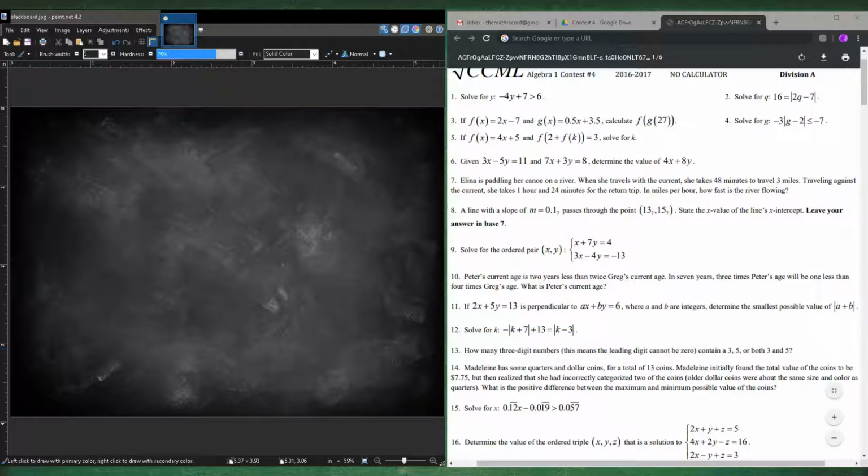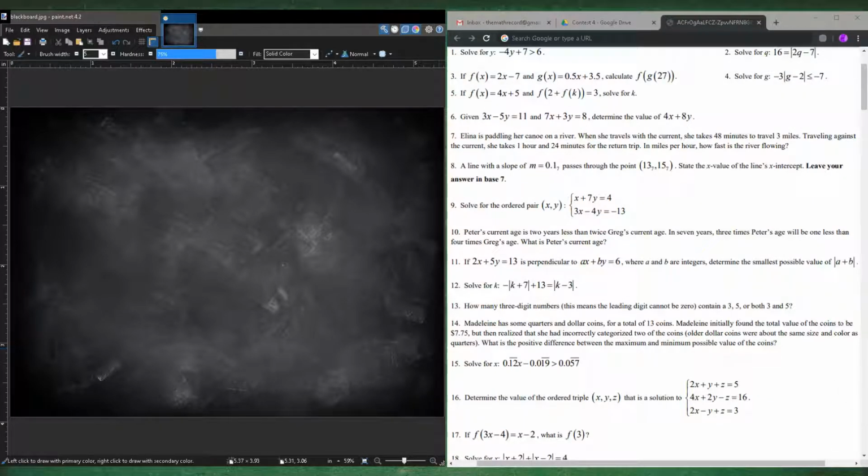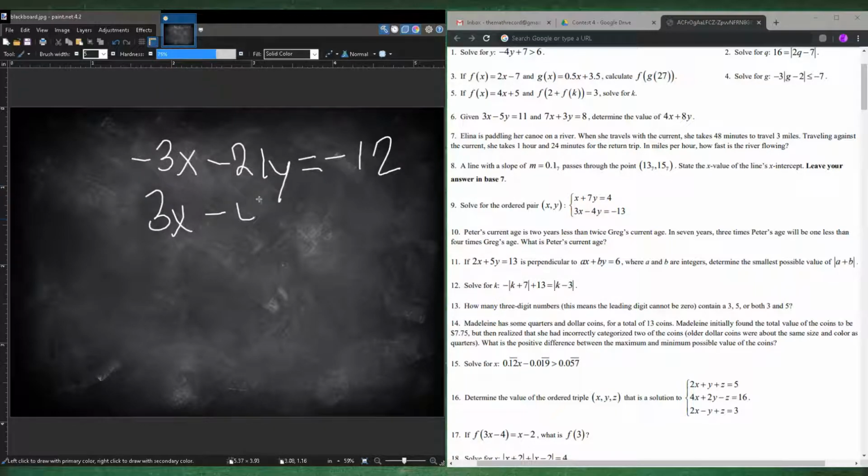Okay, so that was number 8. Number 9, solve for the ordered pair x, y. So in this case, since I already have an x on the first one and 3x on the other one, let's just multiply the first equation by -3. So that's -3x minus 21y is equal to -12, and 3x minus 4y is equal to negative 13.